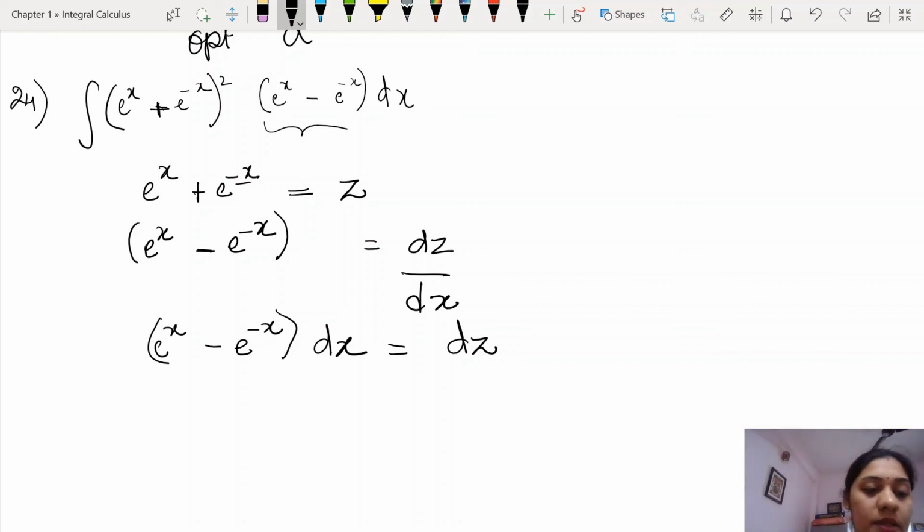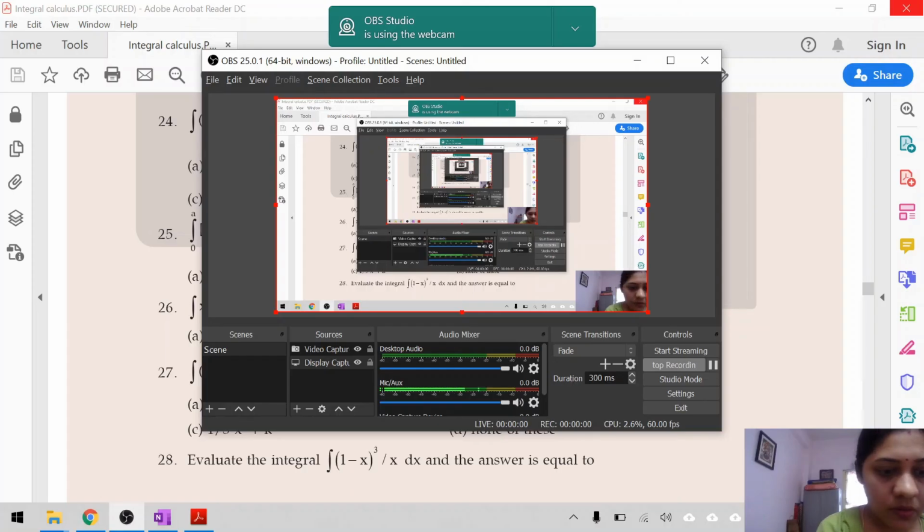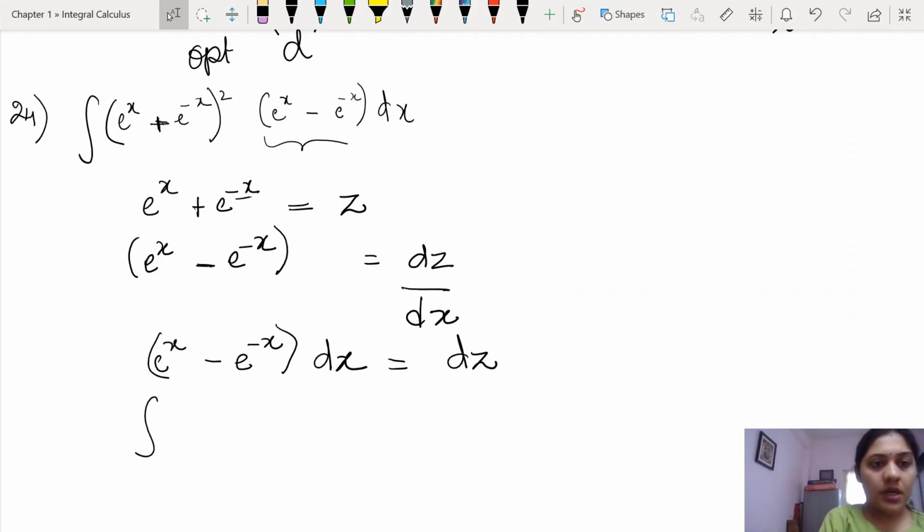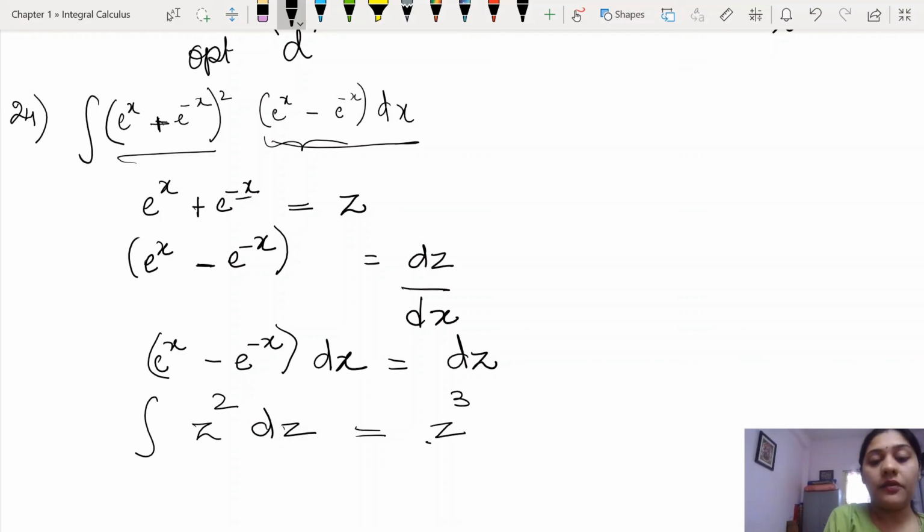So now let us substitute it. So let us now continue. We are substituting here e power x minus e power minus x dx. So this is what we are substituting here. Okay, so the whole thing becomes a dz, and this term is nothing but z square. And how do you integrate z square? Z square integrates to z power 3 divided by 3 plus k.